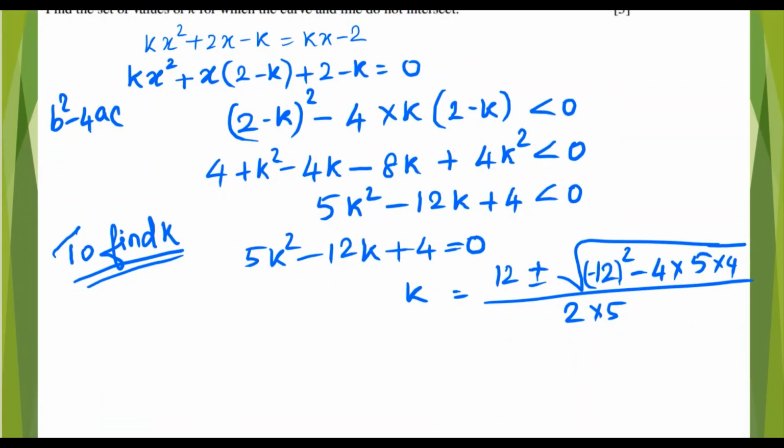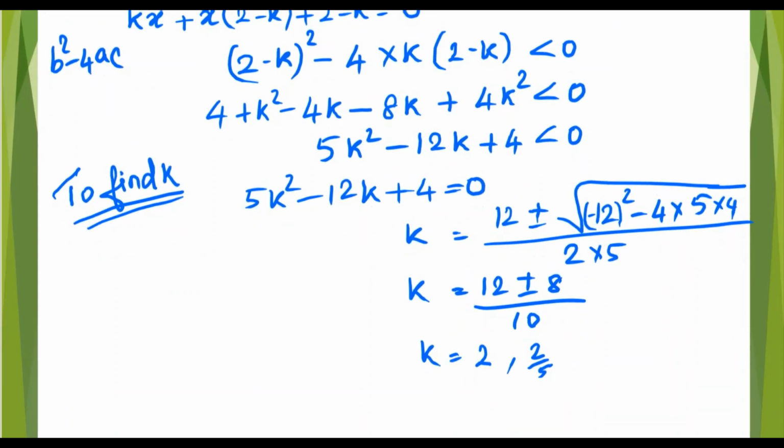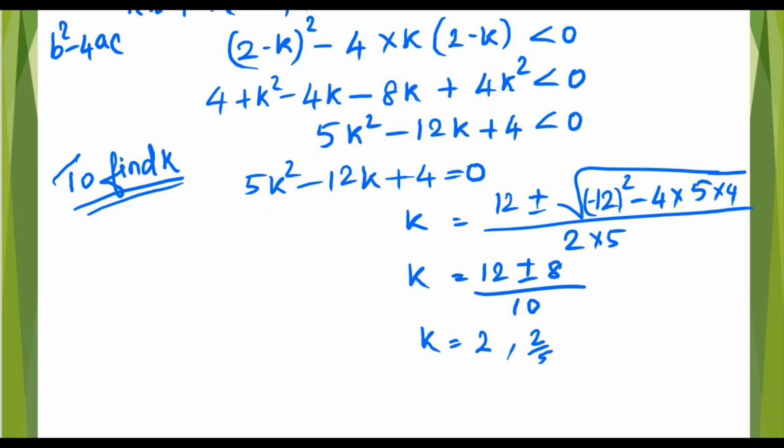This is equal to 12 plus or minus square root of 12 squared is 144 minus 4 multiplied by 5 multiplied by 4, so 80. So it gives 64, so we'll write 8, over 10. So k is equal to 12 plus 8, that is 20 divided by 10 is 2. Or k is equal to 12 minus 8, 4 over 10, can be written as 2 over 5. Okay, so these are the k values, and we have to write the inequality.